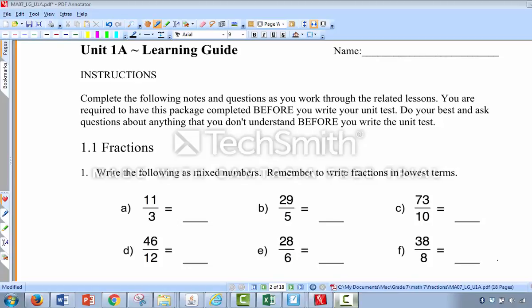Good day, grade 7s. Today we're going to look at our learning guide, and we're also going to talk about converting fractions into decimals and decimals into fractions.